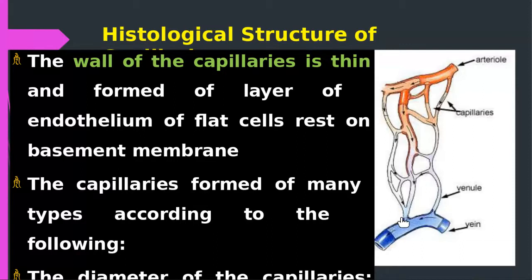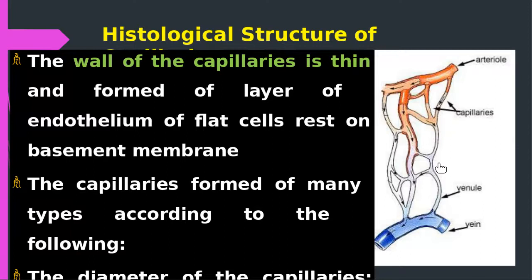Basically, the wall of the capillaries is thin and formed of a layer of endothelium of flat cells resting on the basement membrane. Depending on the diameter of the capillary, there are two types: small capillaries and large capillaries. If you can see in this picture, these are all small capillaries, and these are all large capillaries, based on the diameter.